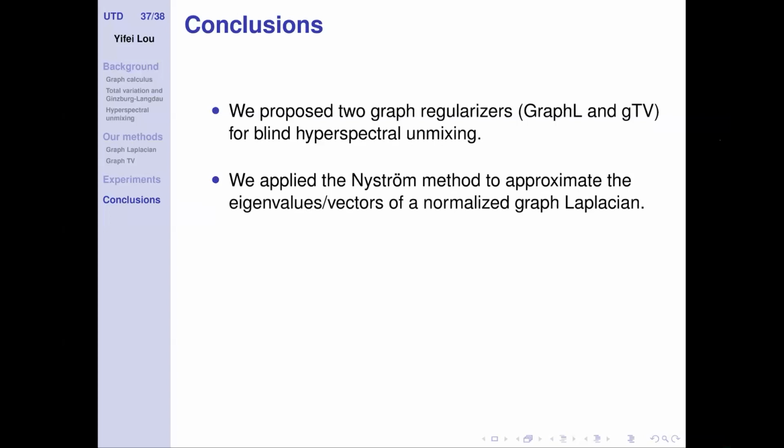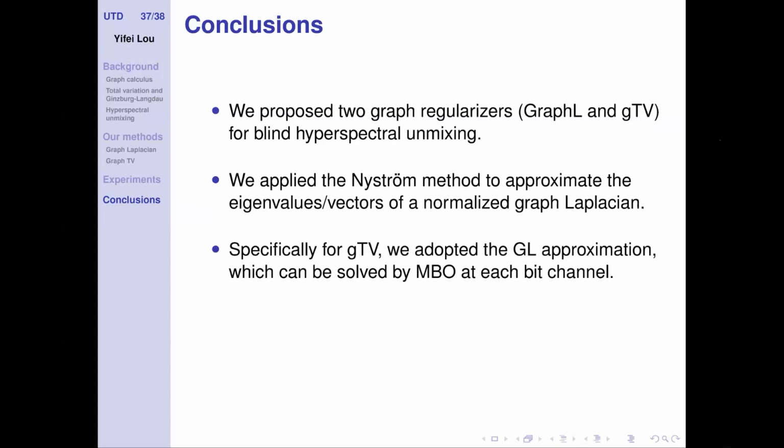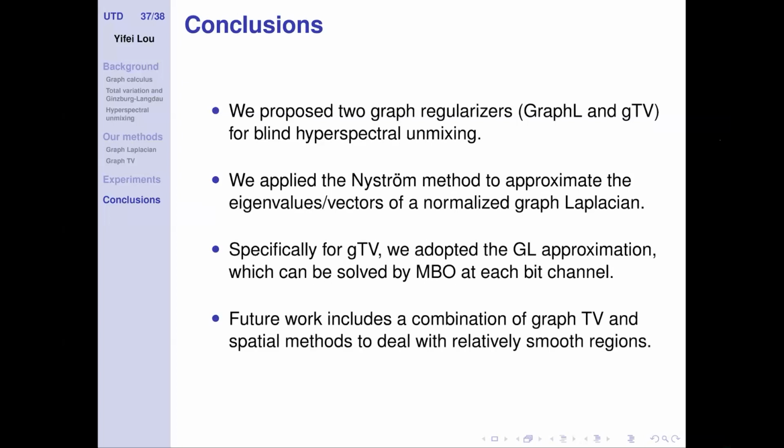And then we apply the Nystrom method to approximate the eigenvalues and eigenvectors of the normalized graph Laplacian, which significantly speeds up the whole process compared to the graph non-negative matrix factorization. Specifically for total variation, we adopt the Ginzburg-Landau approximation, which can be solved by MBO efficiently bitwise, at bit channel. And the future work includes, as I pointed out, the graph TV may not be efficient on the piecewise region or relatively smooth region.